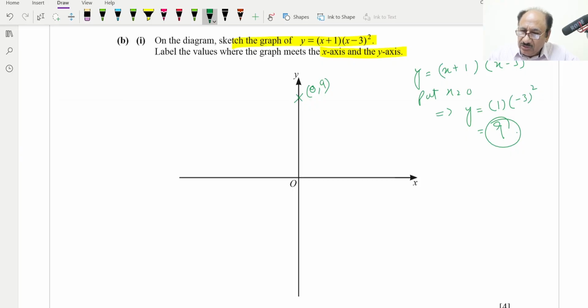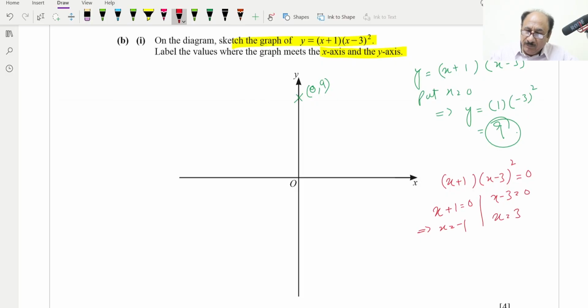And now we can solve this equation, for example, (x plus 1) into (x minus 3) squared, we will put equal to 0 for the x intercepts. So this implies x plus 1 is equal to 0, which is x is equal to minus 1, and the second situation, x minus 3 is equal to 0, so x will be equal to 3. So we got 2 points. One is over here, which is 3 and 0. The second point is minus 1, so we can take here minus 1 and 0.